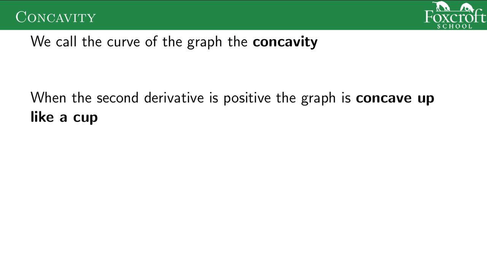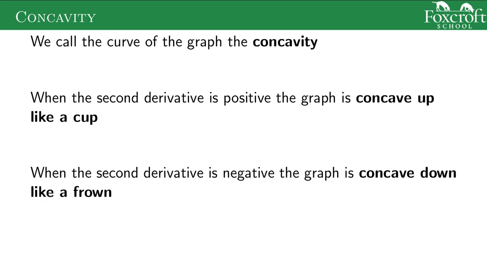When the second derivative is positive, we say the graph is concave up. The way to remember what that looks like: it's concave up like a cup. So you draw a cup, and that is a concave up graph. It also kind of looks like a smile. So second derivative is positive, concave up like a cup. When the second derivative is negative, the graph is concave down like a frown. If I just draw a sad face, that is a concave down function. So concave up like a cup is positive, concave down like a frown is when it's negative.